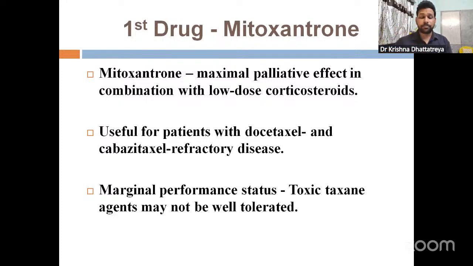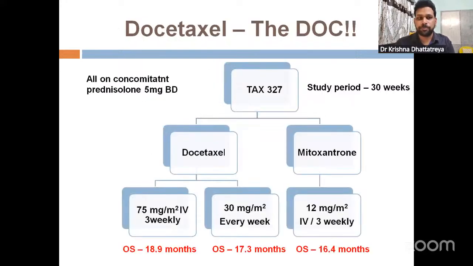If the patient is having a poor performance status, if the ECOG score is high, or Karnofsky performance status is less than 50, in these patients there is a marginal performance status. So taxanes are toxic, and these patients won't tolerate docetaxel. In those patients, you can go for this drug called mitoxantrone. So how has docetaxel emerged as a drug of choice? There is a study called TAX 327.